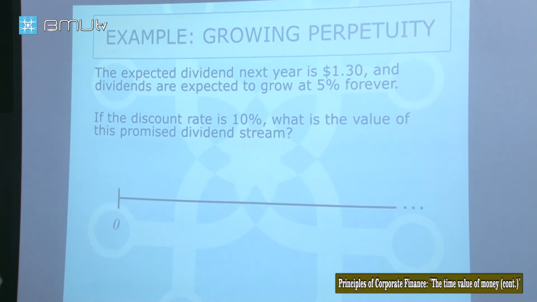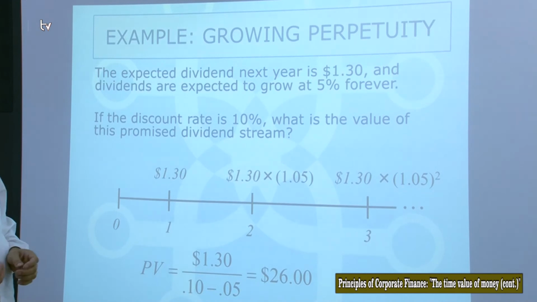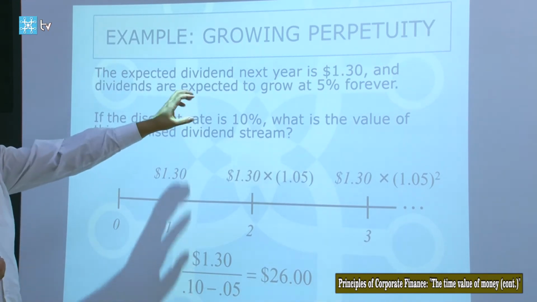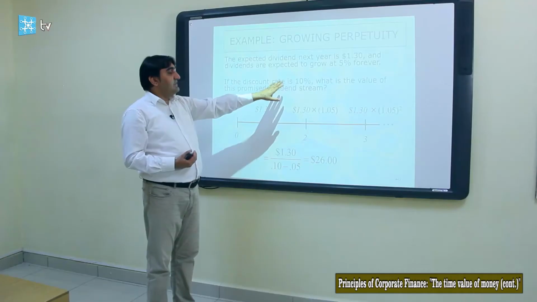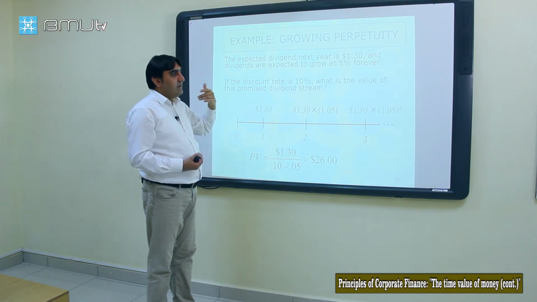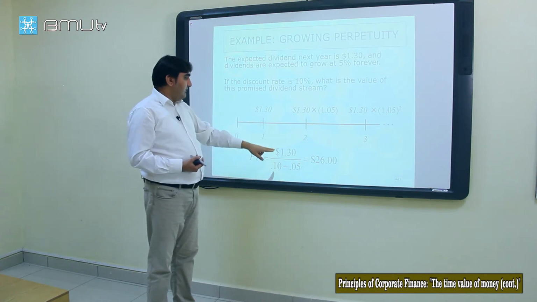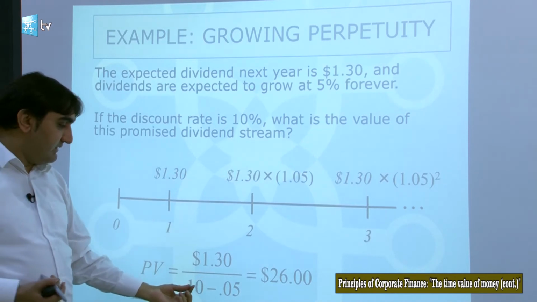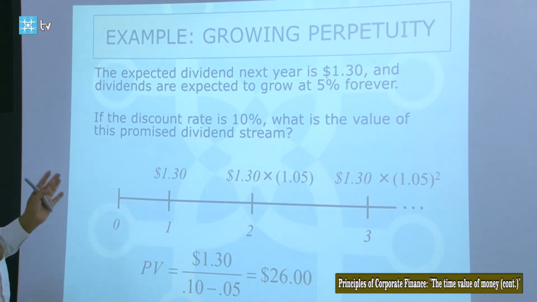An example we have here: the expected dividend next year is $1.30 and dividends are expected to grow at 5% forever. So the expected dividend next year, C1, is 1.30 and it grows at 5% forever. If the discount rate is 10%, what's the value of this promised dividend stream? That's what's the present value of this stream? That's 1.30 divided by R minus G, 10% minus 5%, and it's $26. $26 is the present value of all these cash flows.